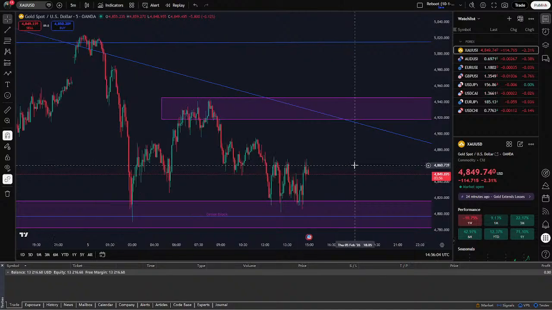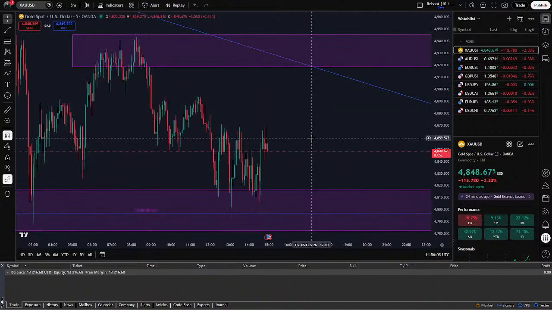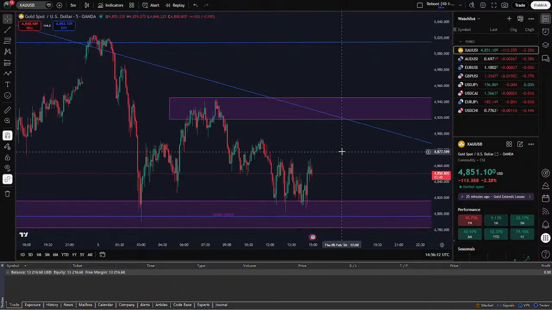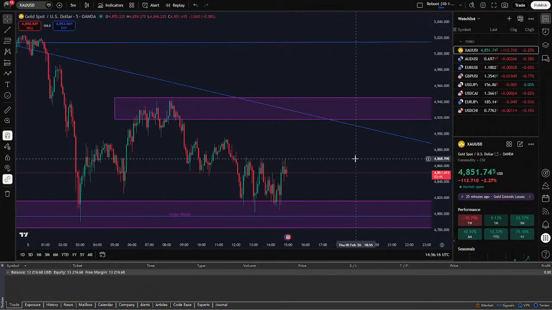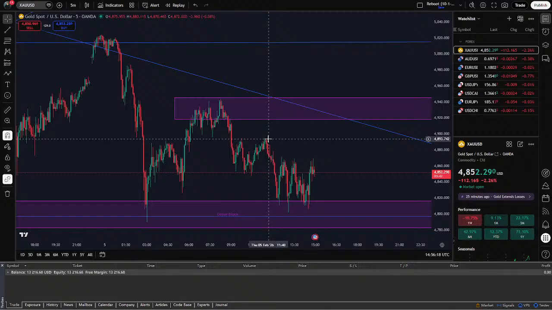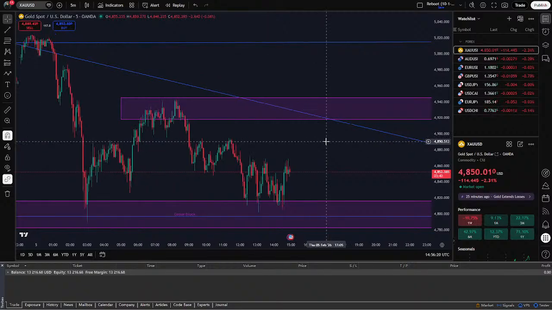So order blocks are meant to reveal institution intent. They also define a meaningful price zone and reduce random trading. That's one thing you want to do, is reduce random trading. You don't want to have so many entries, so many breakouts, and so many consolidation areas, where you don't know if it's the right time or right place to enter. So you don't want to have that.